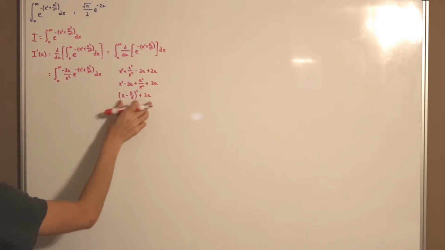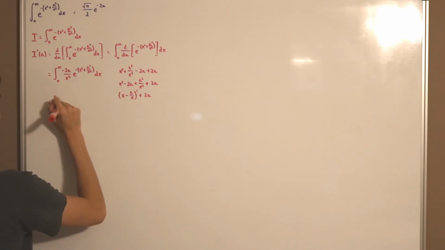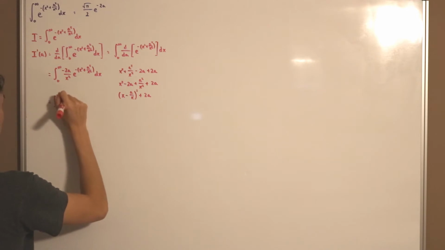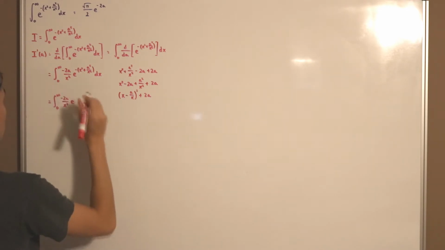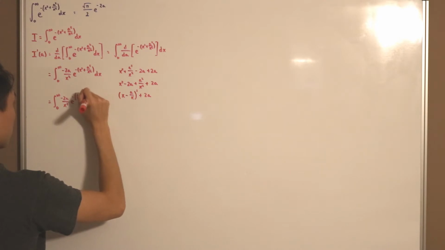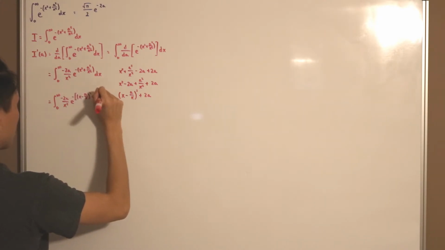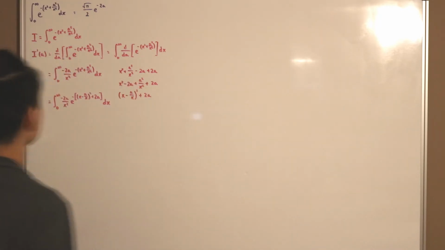So we can actually substitute this piece in here, like so: negative 2a over x squared times e to the negative, and I'm going to put in brackets over here, (x minus a over x) squared plus 2a, dx. Okay, all right, so far so good.